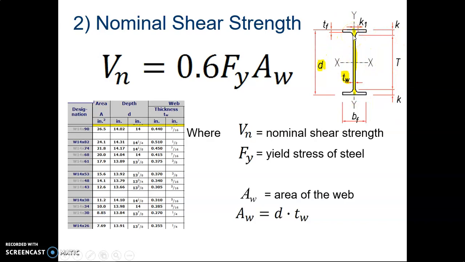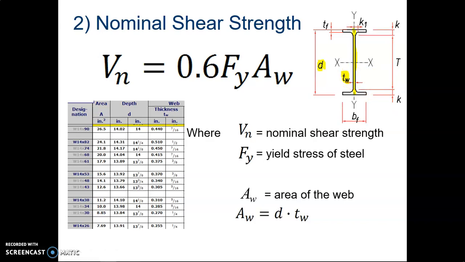So how do I know what the area of the web is? Well, it's actually not going to be given to you straight up using the chart. You're going to have to calculate it. It's not that hard though, because you'll be able to find out what the depth is and what we say the thickness of the web, or tw. Now those are what you're getting from the chart.